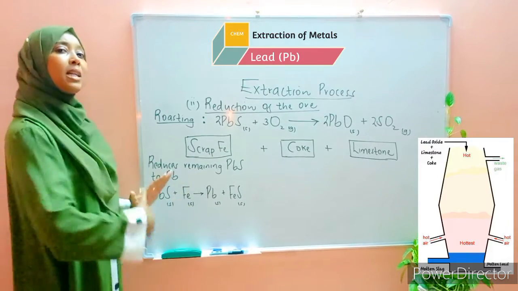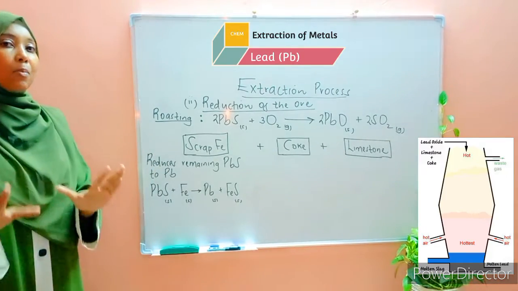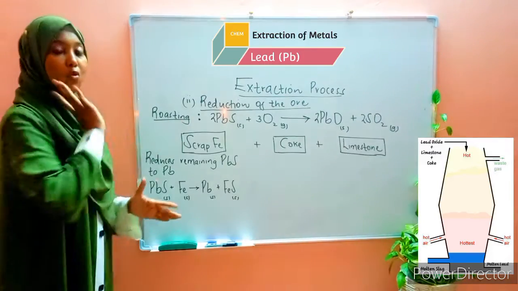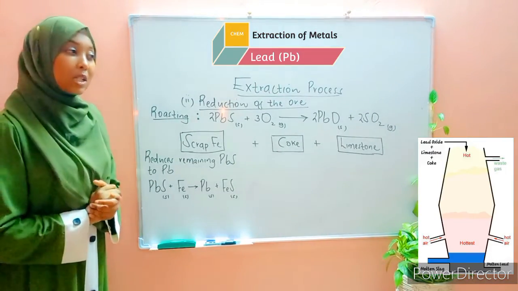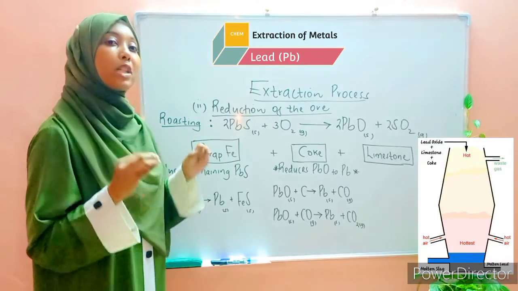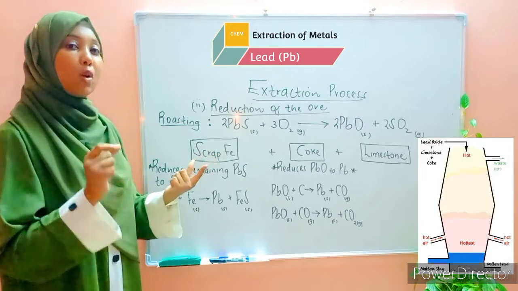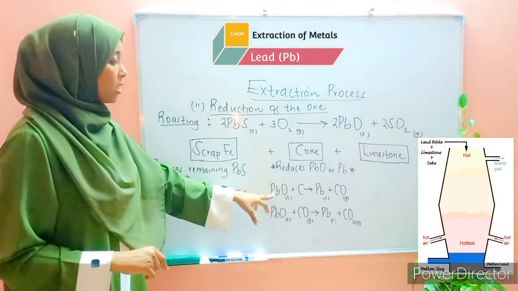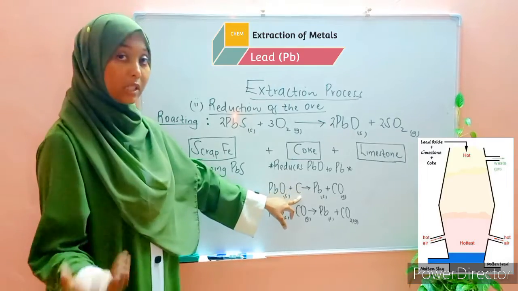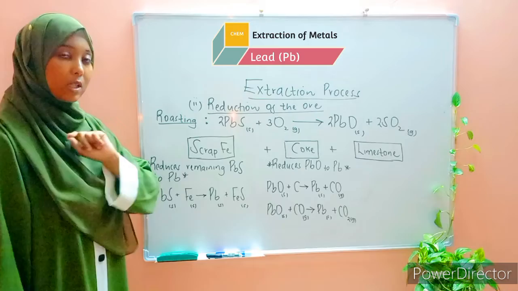So at this point, let us just assume that all the lead 2 sulfide has either been reduced to lead metal or it has formed lead 2 oxide. Now let us proceed to the remaining two materials. Coke acts as a reducing agent. So it reduces the lead 2 oxide into lead metal. So this is the reaction. Lead 2 oxide is reduced by coke, which is carbon, to form lead metal plus carbon 2 oxide.